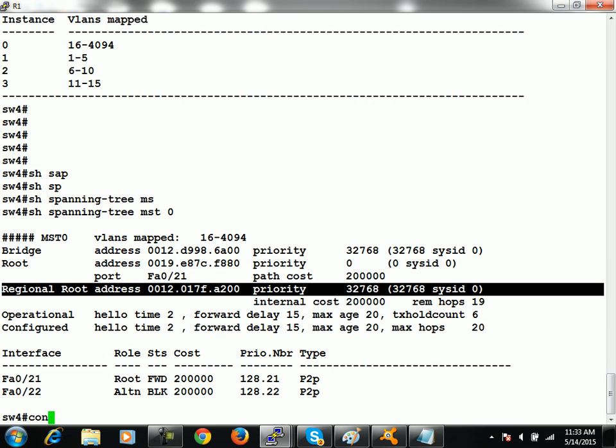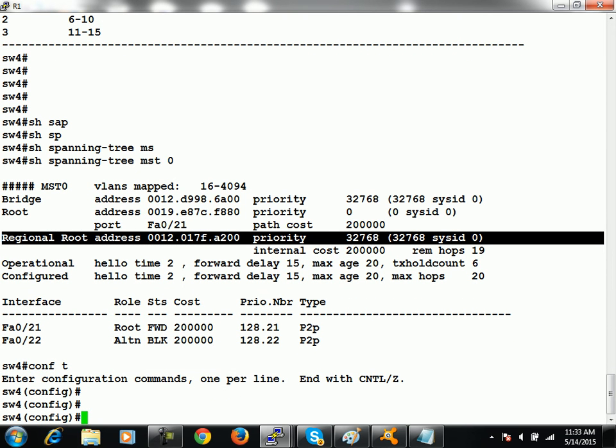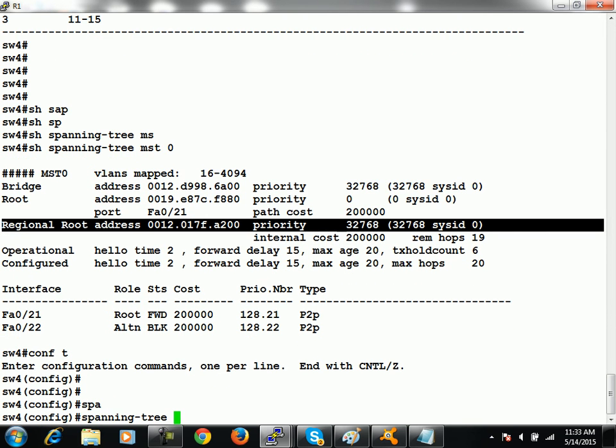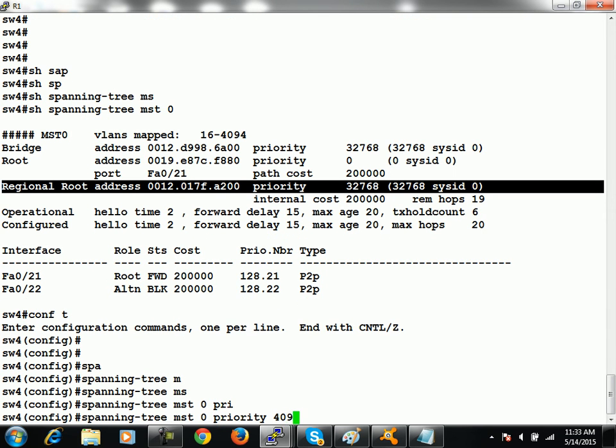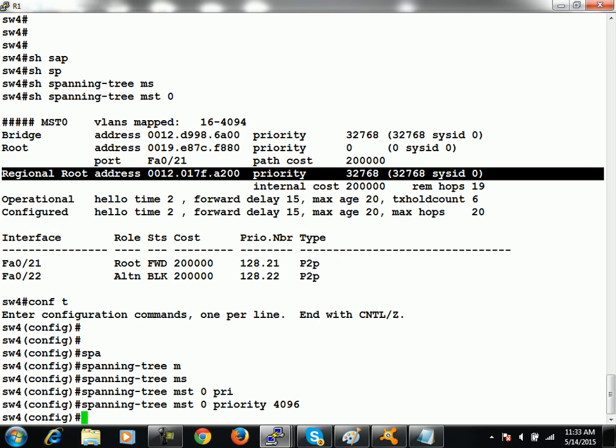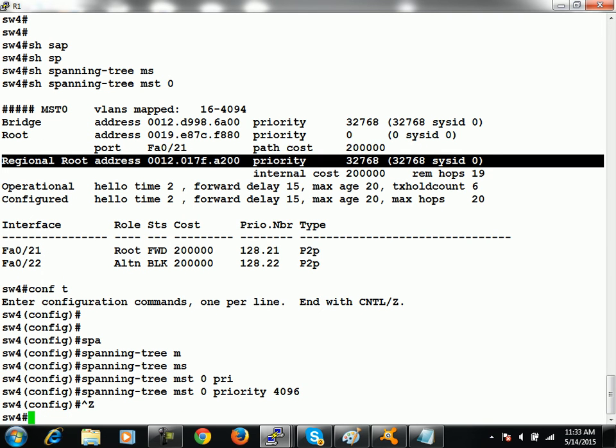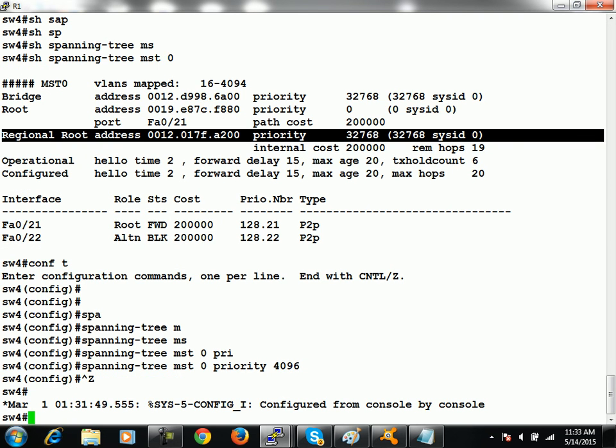And now let me show you one thing. Higher than switch 1 but lower than switch 3. Are you getting my point? Yes. Higher than switch 1 but lower than switch 3. But still you will see that switch 3 will remain as the regional root bridge. As I said, the edge switch will always be a regional root bridge.